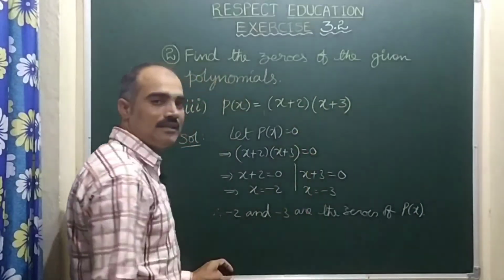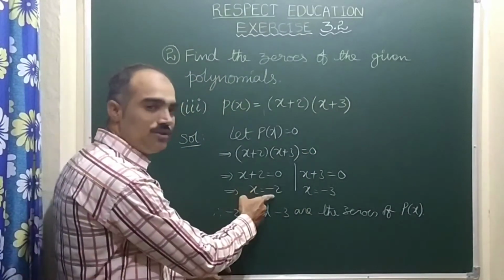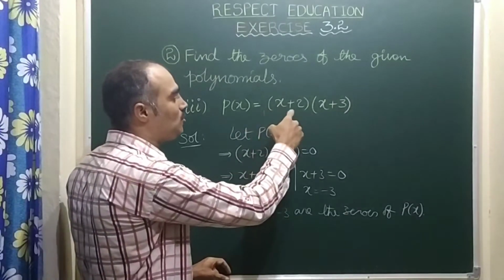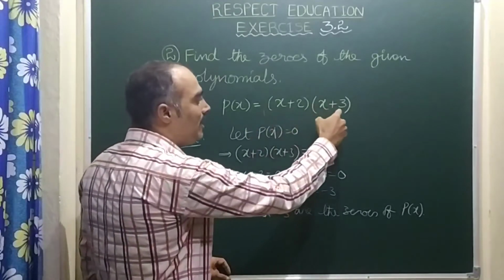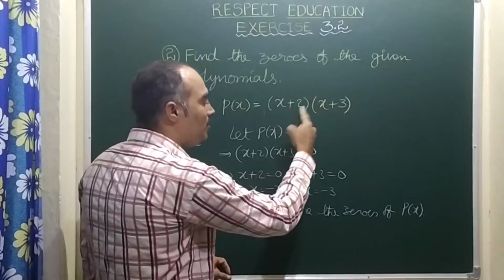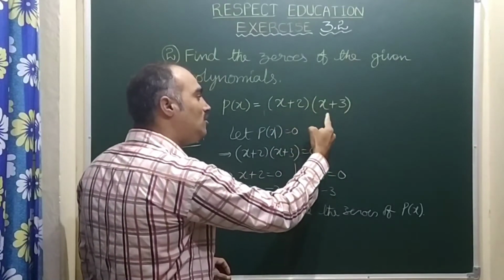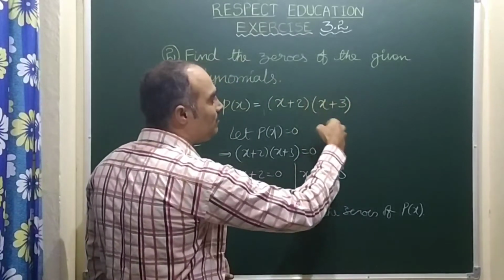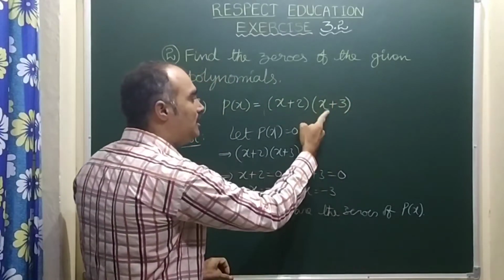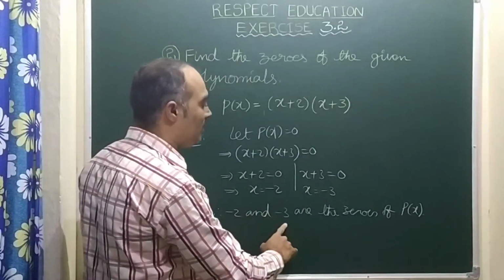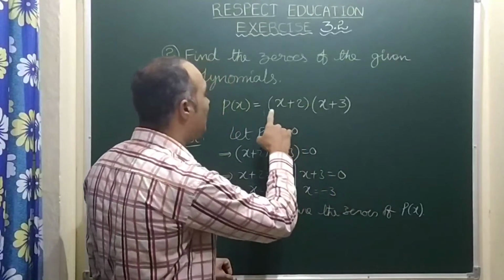The meaning is that when you substitute minus 2, it will make the given polynomial 0. Here you see, minus 2 plus 2 into minus 2 plus 3. Minus 2 plus 2 becomes 0. Okay, 0 into (minus 2 plus 3, which is 1). So 0 into 1 is 0. Same way, when you substitute minus 3, this will become 0, minus 3 plus 3. So 0 into anything is again 0. So that is the reason finally minus 2 and minus 3 are the zeros of the polynomial p of x.